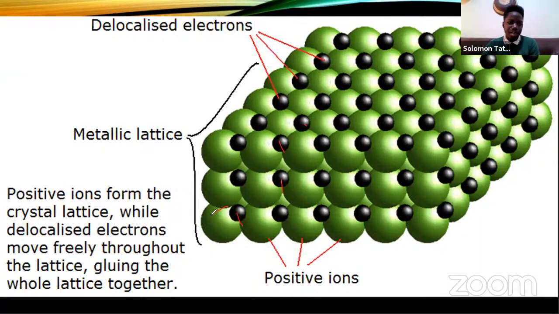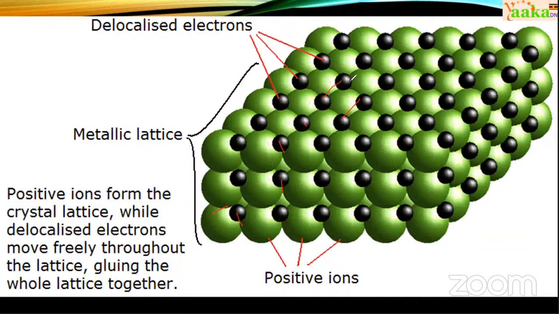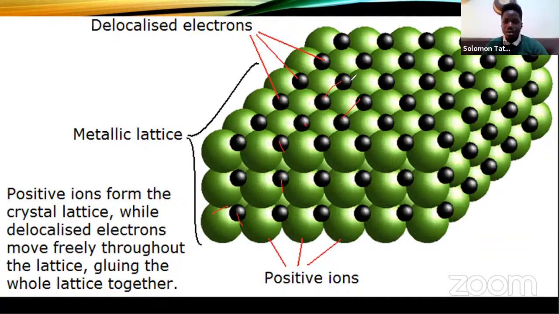So the positive ions form the crystal lattice, while the delocalized electrons move freely throughout the lattice, gluing the whole lattice together. This is why metals are able to conduct heat and electricity. It's because of these electrons that are free to move around. They are delocalized. Delocalized means being free to move. If you're localized, you are in the same place.